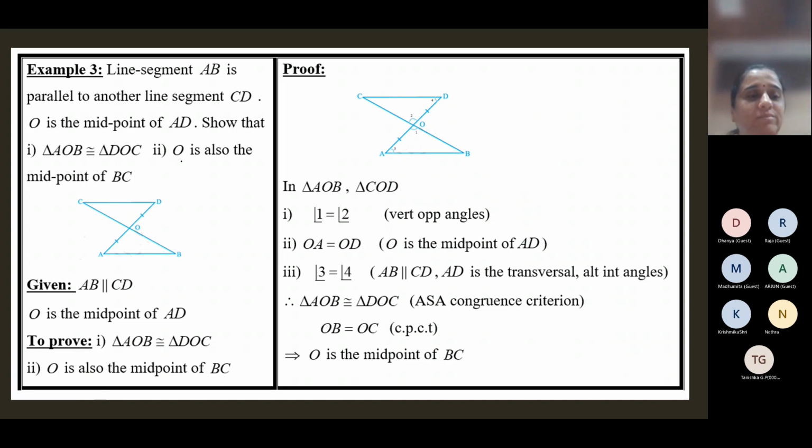Now we have to show that O is the midpoint of BC. From the way we have named the triangles, you can see here OB is equal to OC, the second and third letters. CPCT: now that the two triangles are congruent, their corresponding sides are equal, so OB corresponds to OC. If OB is equal to OC, it clearly means that O is the midpoint of BC.